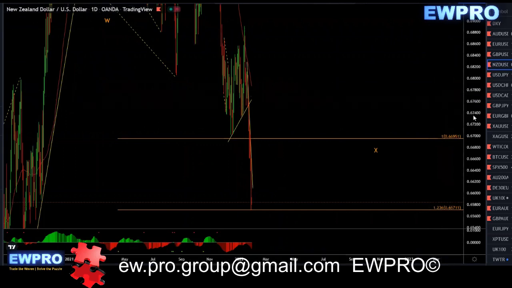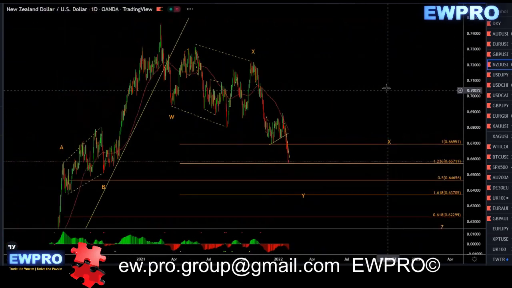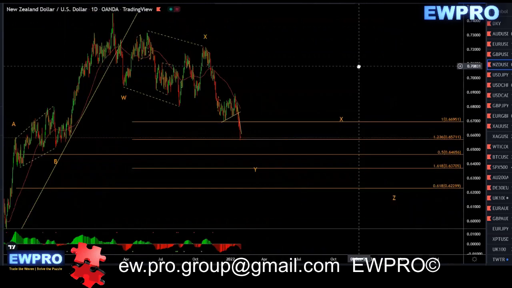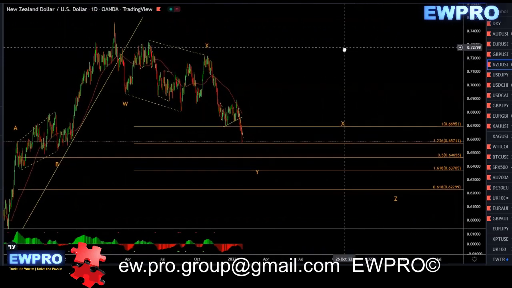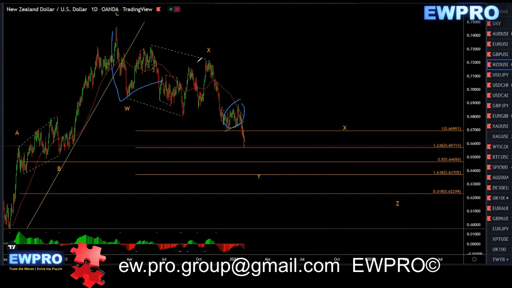NU on the daily. So this one's becoming more clearer now. It was looking pretty messy there for a while. We were looking at this, and this was looking very corrective. We got a WXY. We lost the bullish divergence, and we bounced off that 100 fib. So either this was all the correction and we go and break the top, or we get another one down.